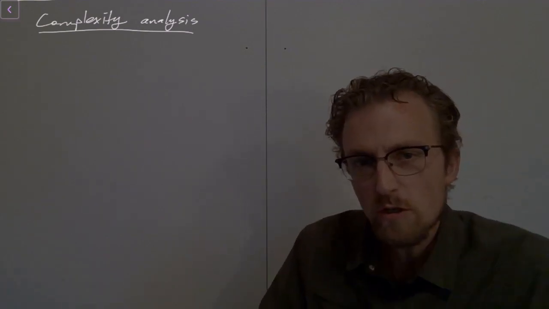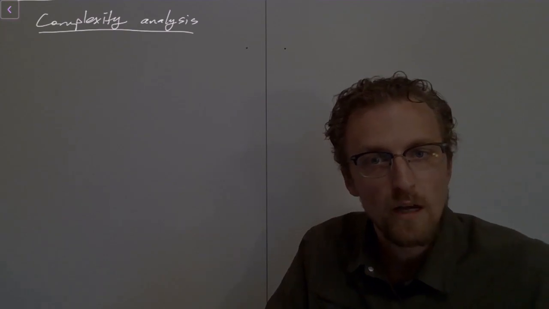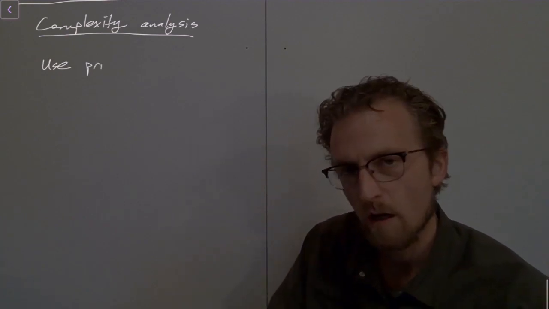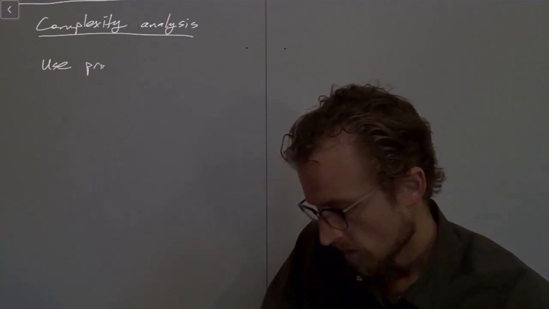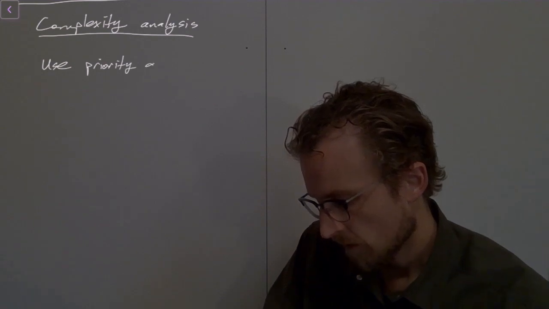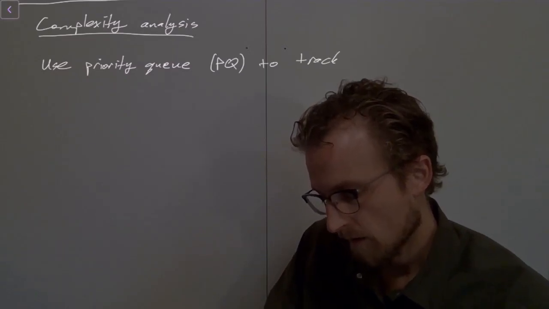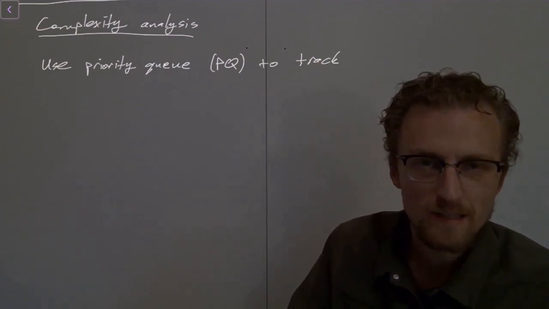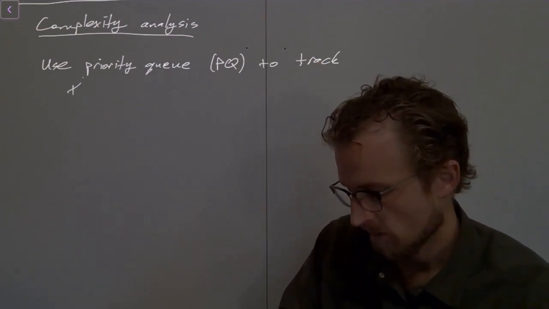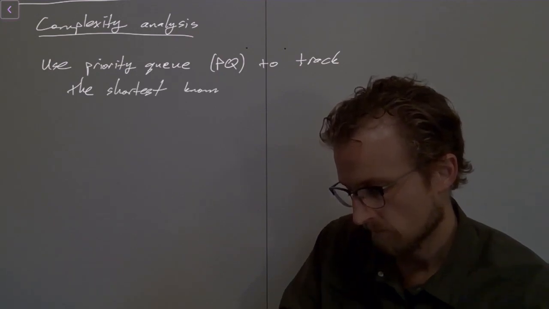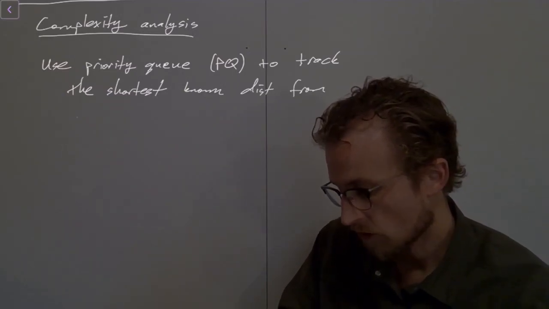To do this, we'll implement a priority queue. So we'll use a priority queue, or a PQ, to track essentially the shortest known distance from each node to A.